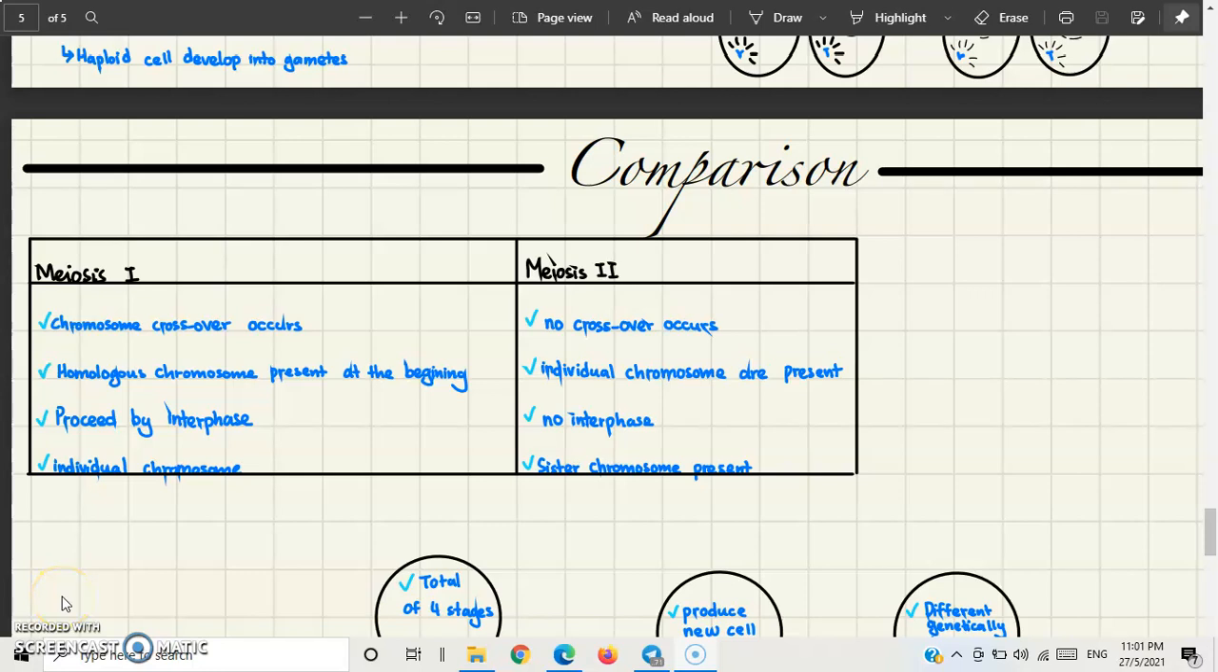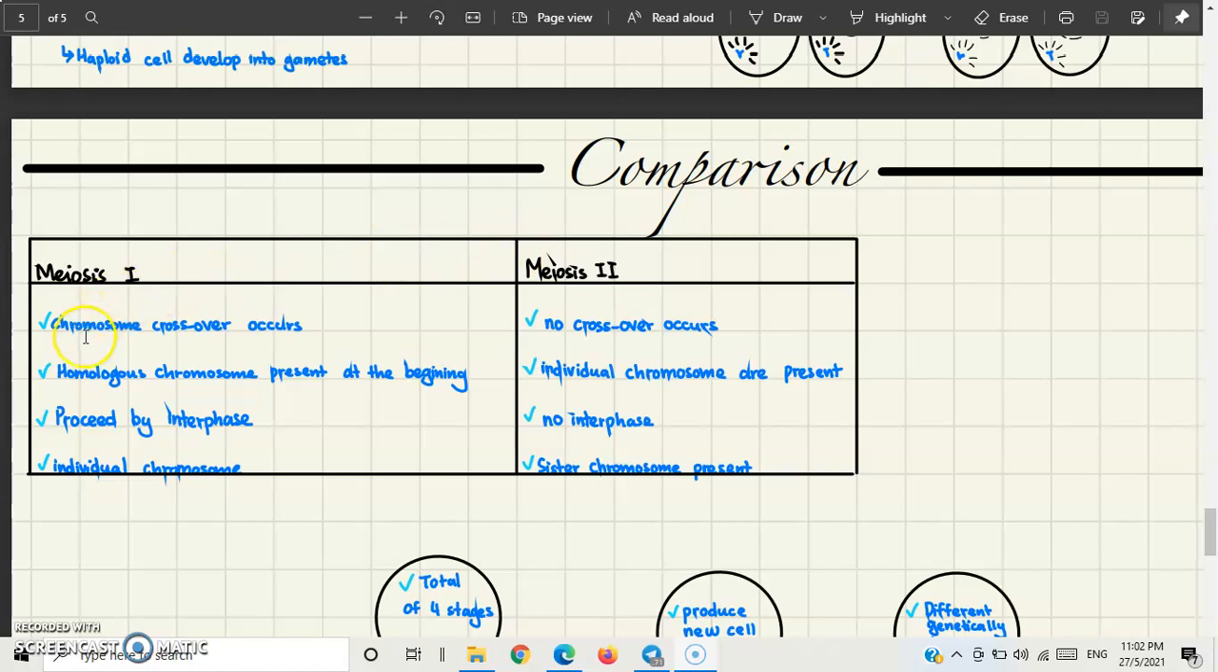How are you girls? Okay, so today we are going to continue our last discussion on the cell division. Today we are going to discuss a comparison between meiosis 1 and meiosis 2. So we already discussed the meiosis process in the previous video. Right, so what are the differences between meiosis 1 and meiosis 2?